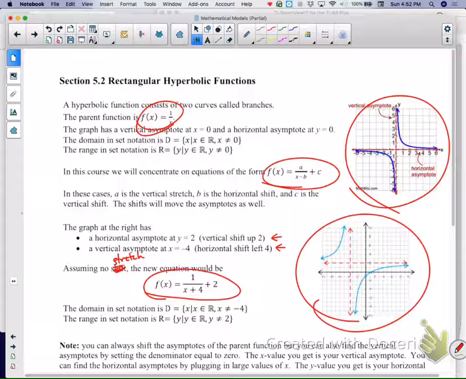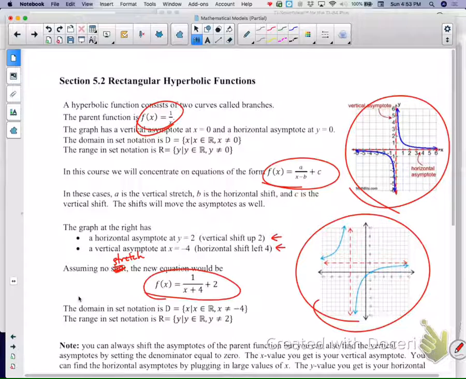Now your domain in set builder notation would be x is a member of all reals such that x is not negative 4, and such that y is not 2. Now I don't care if you just say domain x is not negative 4 and range y is not 2, but that's what they use in the book, and I didn't want it to be confusing to you.